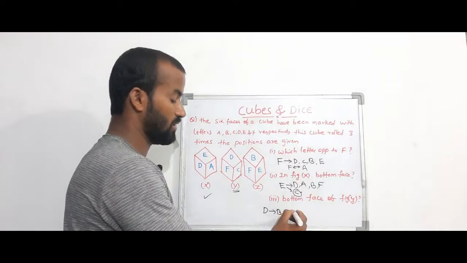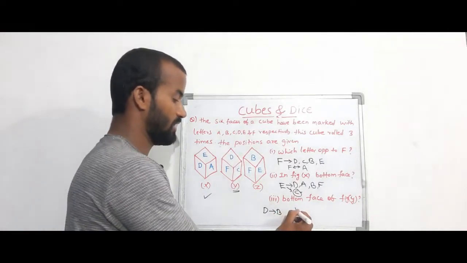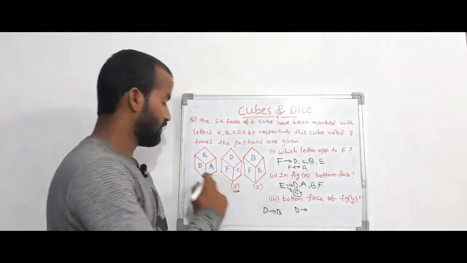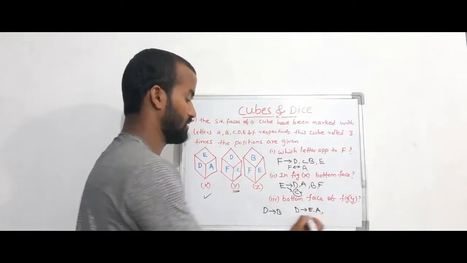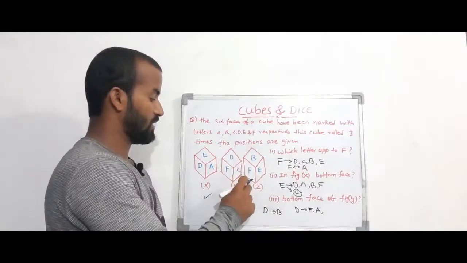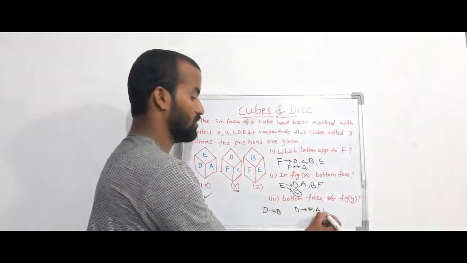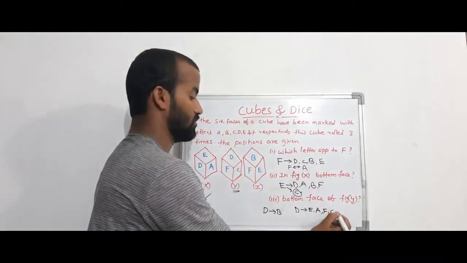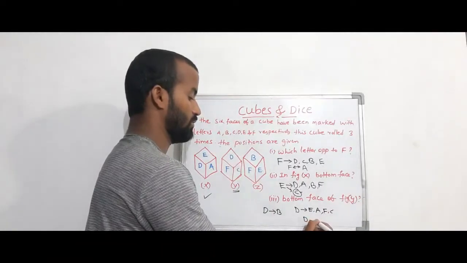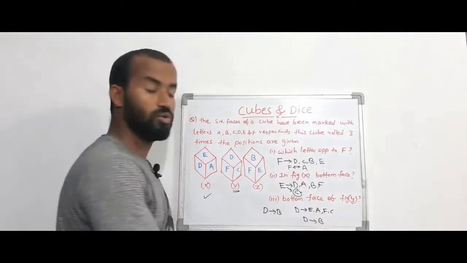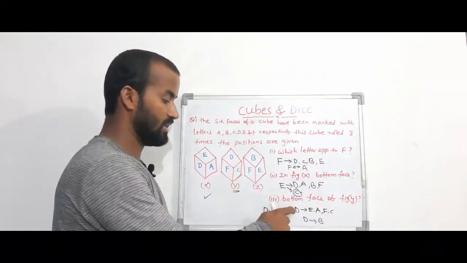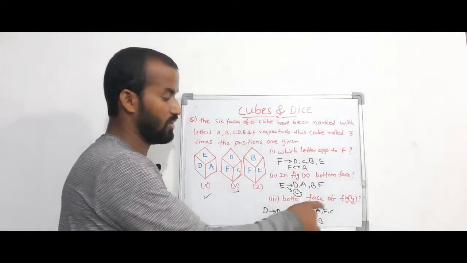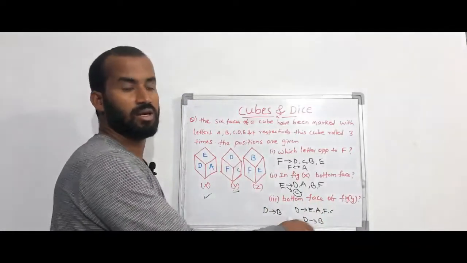Otherwise, using note 1, for D, from figure X, E and A are adjacent. From figure Y, F and C also adjacent. So what is remaining? B is the remaining. So B is the opposite. For any side, for example D, there will be 4 adjacent sides and 1 opposite side.